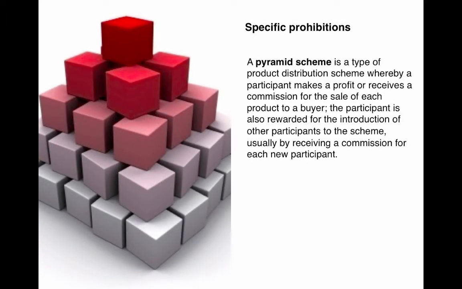The final specific prohibition is in relation to pyramid schemes. A pyramid scheme is a type of product distribution scheme whereby a participant makes a profit or receives a commission for the sale of each product to a buyer, but the participant is also rewarded for the introduction of other participants to the scheme, usually by receiving a commission for each new participant.